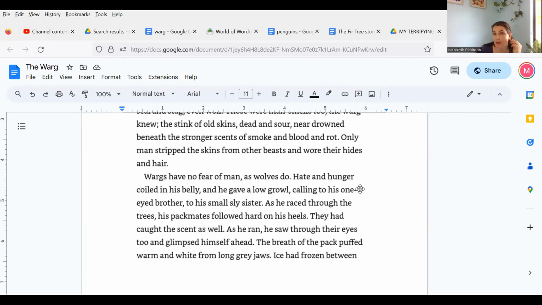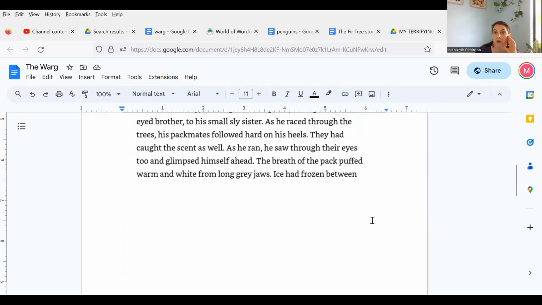Wargs have no fear of man, as wolves do. Hate and hunger coiled in his belly, and he gave a low growl, calling to his one-eyed brother, his small, sly sister. As he raced through the trees, his packmates followed hard on his heels. They had caught the scent as well. As he ran, he saw through their eyes too, and glimpsed himself ahead. The breath of the pack puffed warm and white from their long grey jaws.